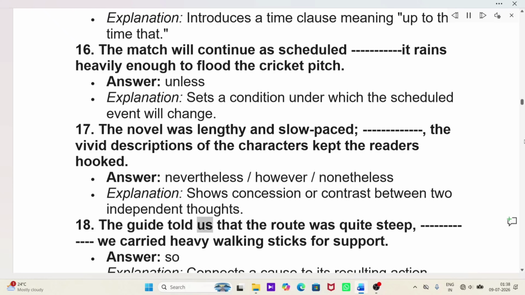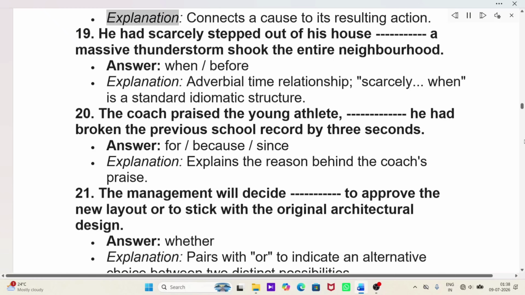18. The guide told us that the route was quite steep, we carried heavy walking sticks for support. Answer: so. Explanation: connects a cause to its resulting action.